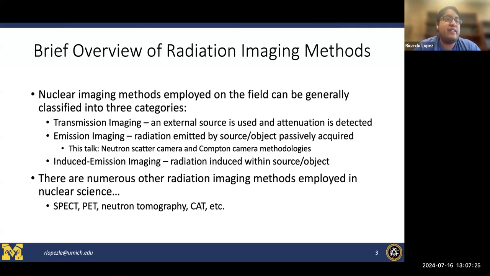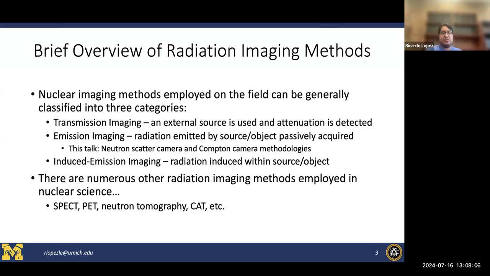To begin with, for this talk today, I'm just going to give a brief overview of general radiation imaging methods. Also, to preface what exactly I'll be specifically highlighting for this particular talk. In general, nuclear imaging methods that are employed out in the field with respect to safeguards applications can generally be classified into one of these three categories. You have transmission imaging, which is where you use an external source and basically detect the attenuation of the emitted radiation as it goes through a particular material or object of interest.